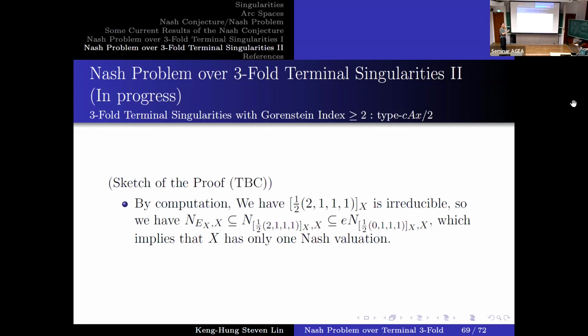It means that if E of X is an induced Nash valuation, its maximal divisible set will be essentially of this form. So this proves that such X has only one Nash valuation. And this is the only case I have finished. I still have other kinds of cases I need to work on.